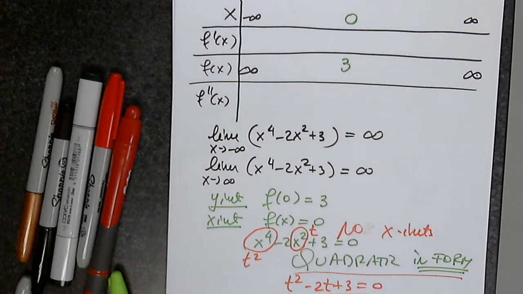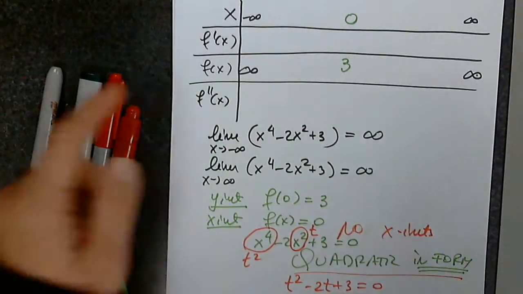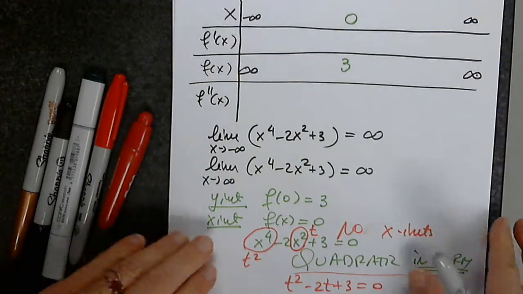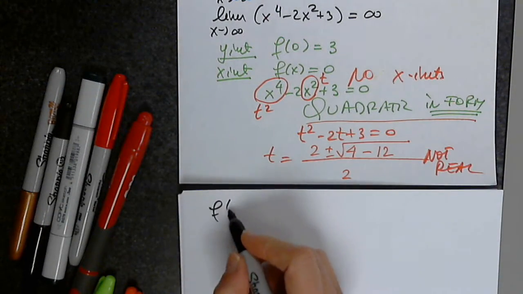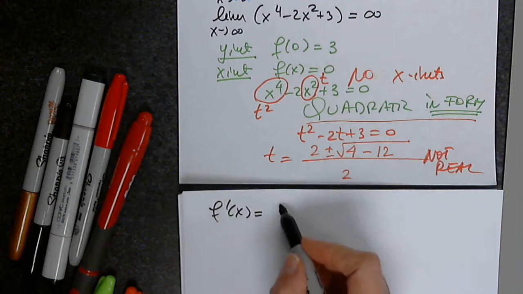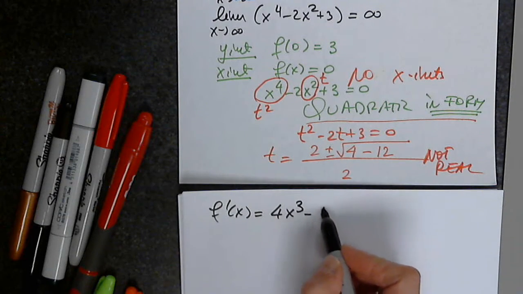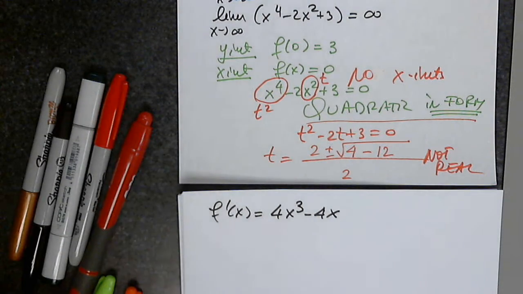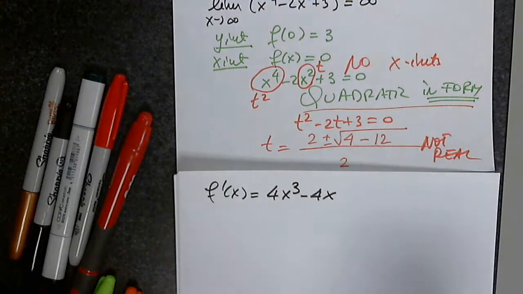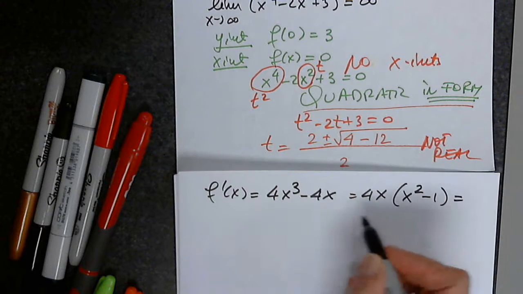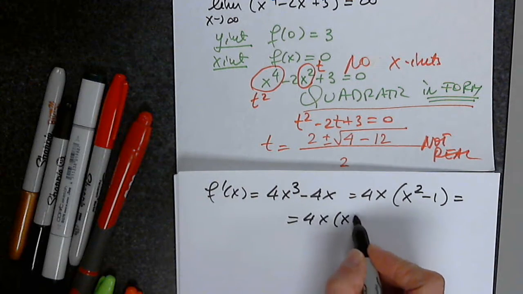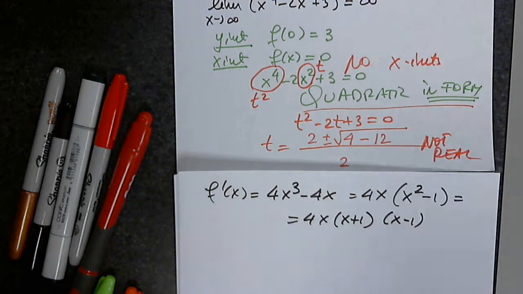Good. So then I move on. There is nothing else. I move on to the first derivative. So I find the first derivative first. So this is 4x to the third minus 4x. Are we okay with that? Good. I will definitely factor out 4x, and I have x squared minus 1. I continue factoring, and I get x plus 1, x minus 1.